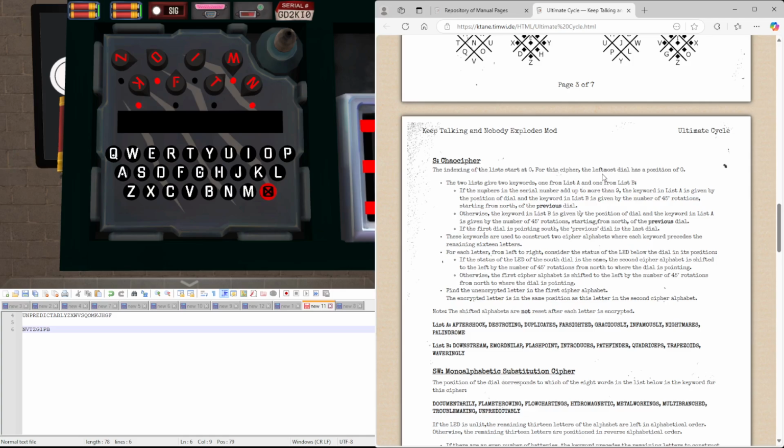Do you think there's a list on 0? This time for the list both position 0. The two lists give keywords, one from list A, one from list B. If the numbers in the serial number add up to more than 9, no. The keyword in list B given by position of the dial, 7. One, two, three, 4, 5, 6, 7.